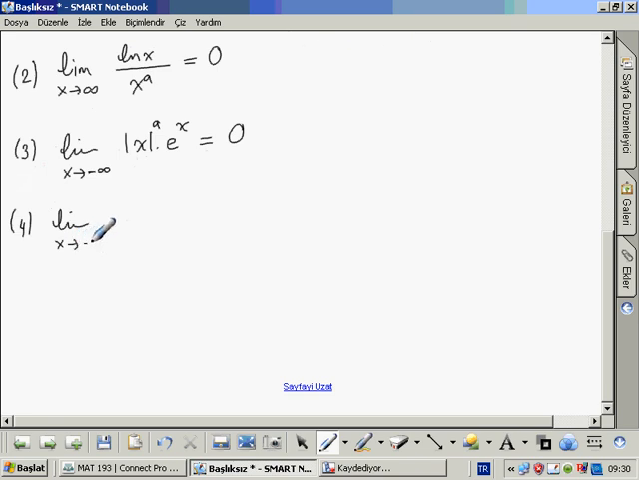So the fourth property, and the last one also, is the limit as x approaches 0 from the right-hand side of x to the power of a times ln x. We approach 0 from the right-hand side because the natural logarithm function is not defined on the left-hand side of 0, from the domain of the natural logarithm function, and so it equals 0.